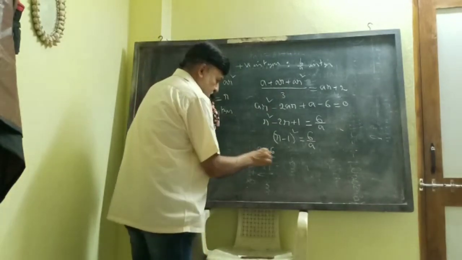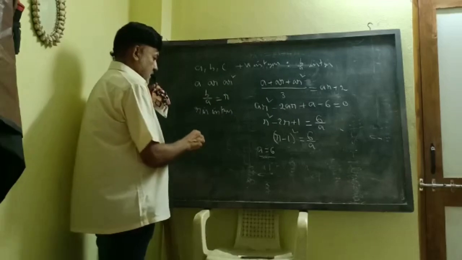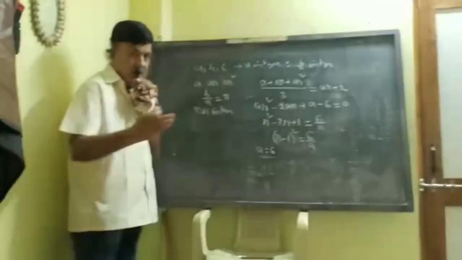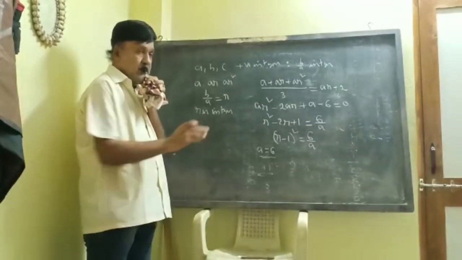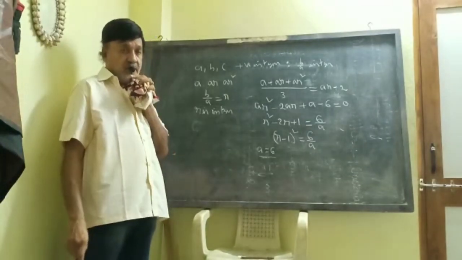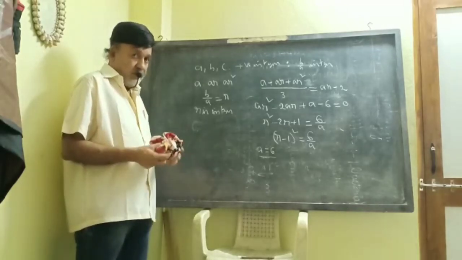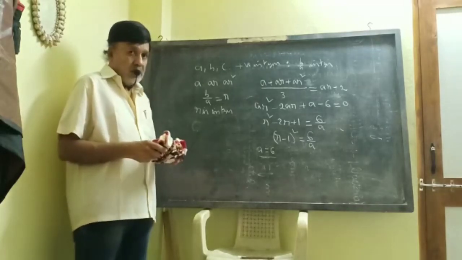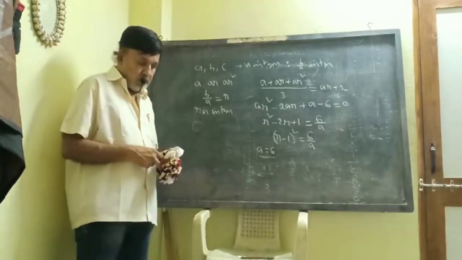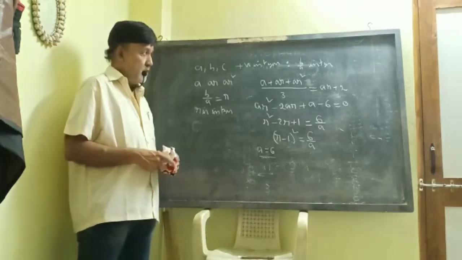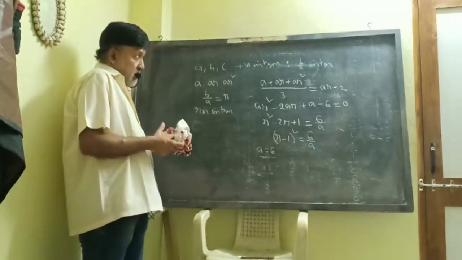Once you know A is equal to 6, I think the calculation of A square and so on, I hope you can substitute and do it. Yes, I think it's a very simple problem. Yes, I hope you are following this, right? So the problem is quite simple.